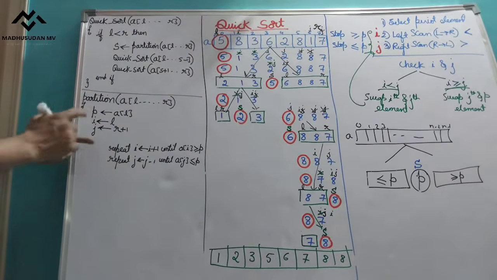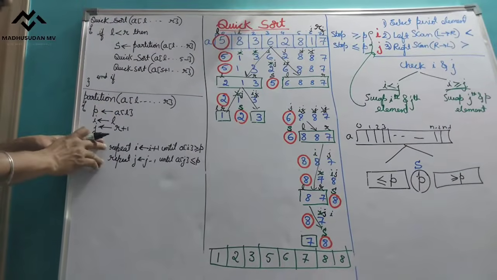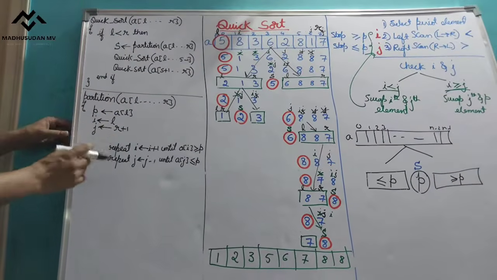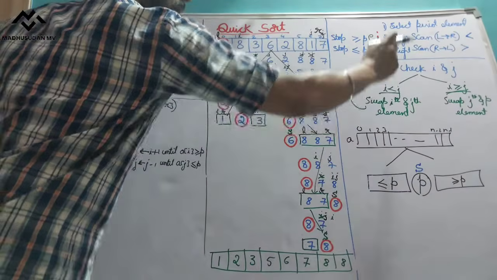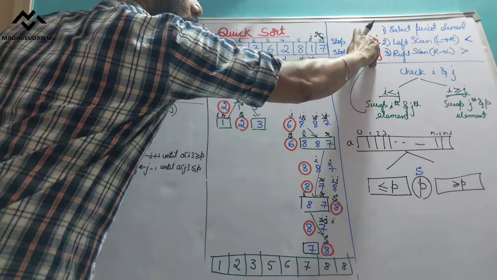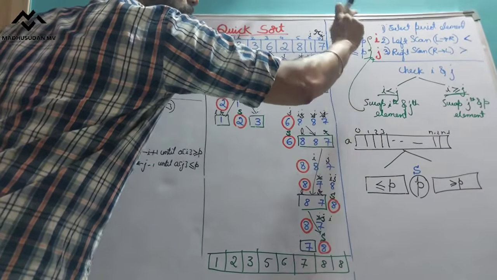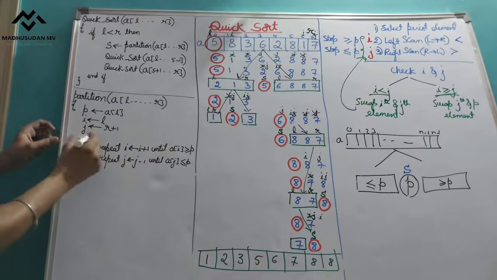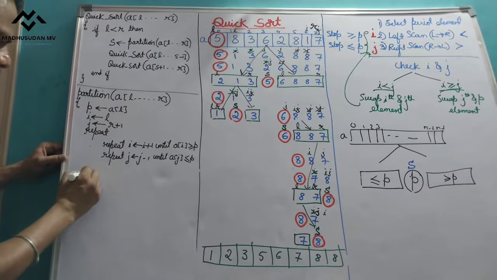Now actually, after stopping both the scans, we need to check I and J. That means, if I is less than J, I keep repeating. So I need to keep repeating these two as long as I is less than J. I should stop this whenever I find I is greater than J. So these things I need to repeat until what?